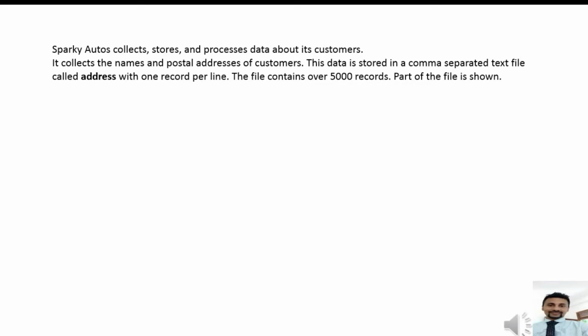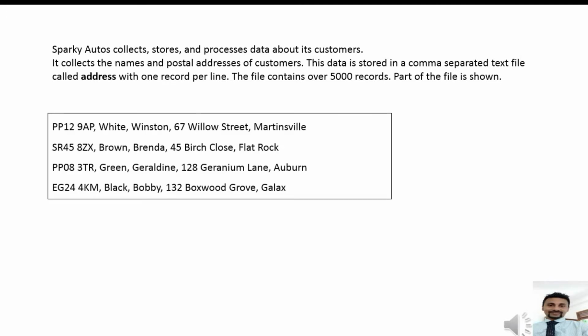Spark Autos collects, stores and processes data about its customers. It collects the names and postal addresses of customers. This data is stored in a comma separated text file called address, with one record per line. The file contains over 5,000 records. Part of the file is shown. Now look, I have given 4 records that are included in that file.